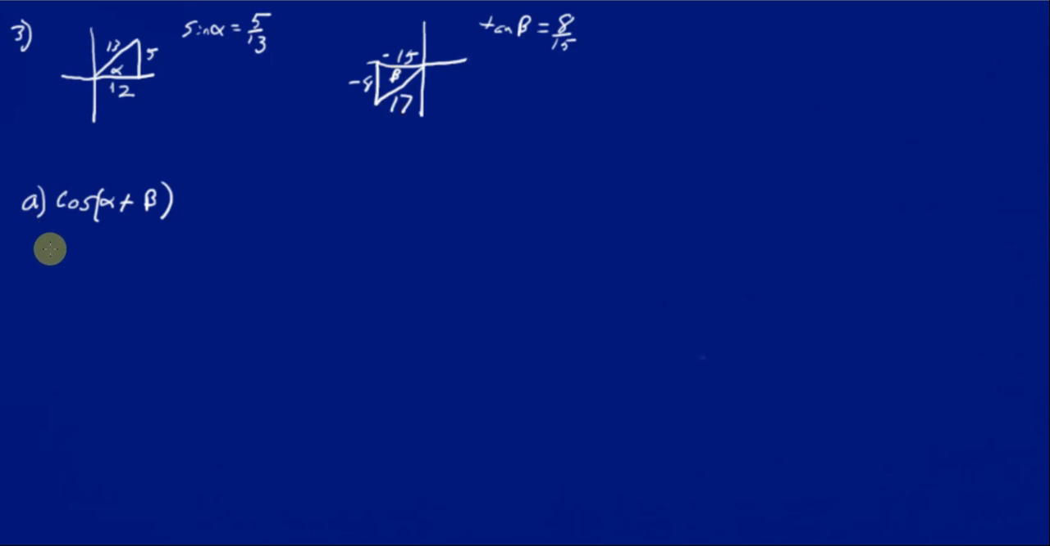I'm going to do A and let you do B and C. They're all the same. They're just basic identities. You just have to have your identity down. The cosine of alpha plus beta is going to equal the cosine of alpha times the cosine of beta minus the sine of alpha times the sine of beta.